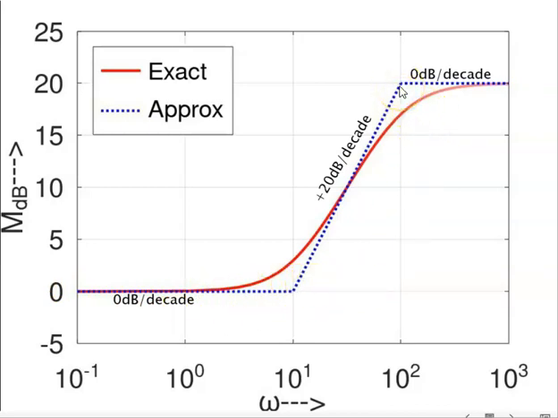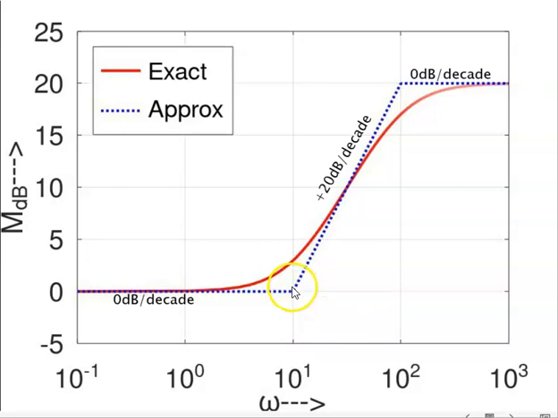Similarly, here the magnitude is 20. Here also it is 20. So 20 minus 20, 0 decibels per decade. You can see that this corner frequency is 10, that is 1 over 0.1. This corner frequency is 1 over 0.01. Okay. Now you can see that at this corner frequency on the left you have a 0 decibels per decade, on the right you have 20 decibels per decade. So a net increase of 20 decibels per decade is present here.